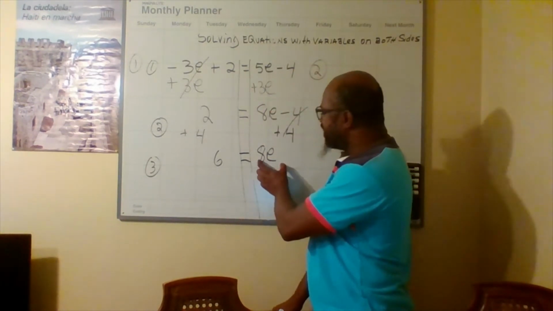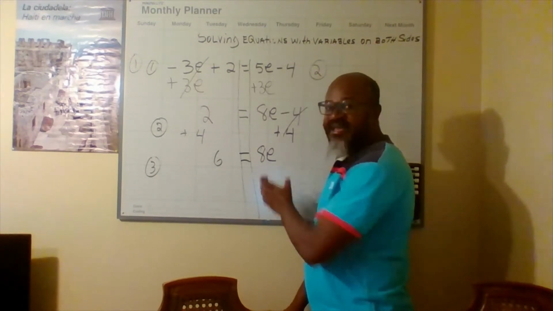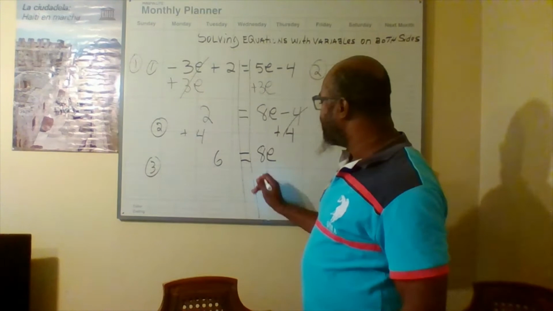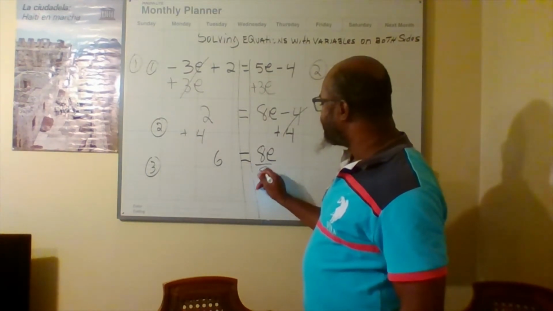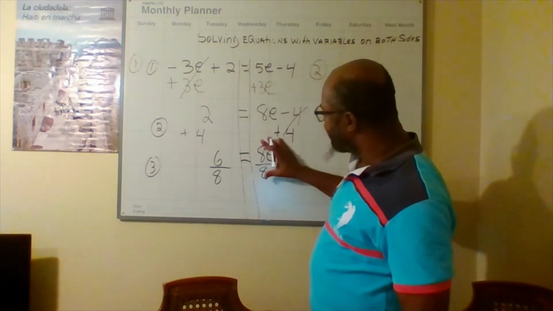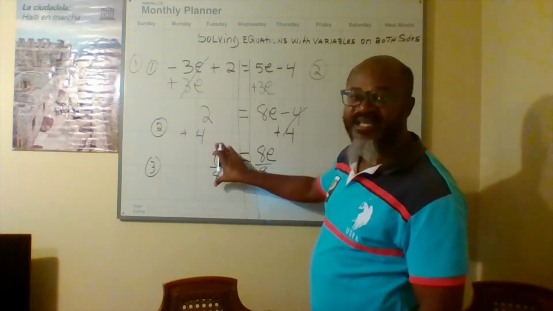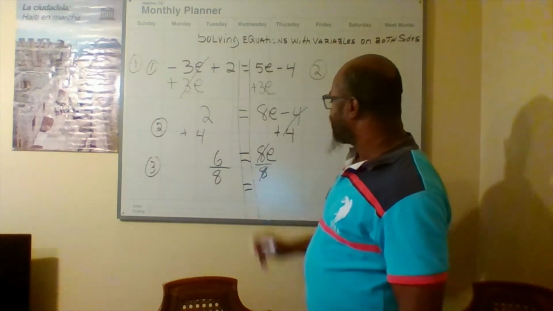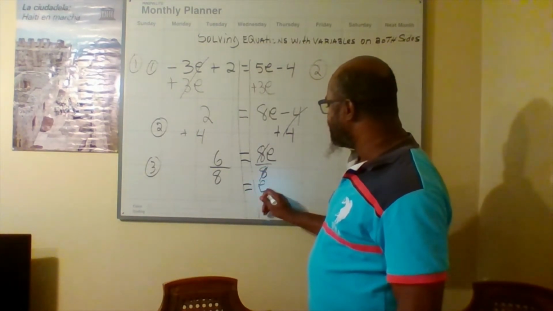I have AE, which is multiplication, and the inverse of multiplication is division. So you always have to do the inverse operation. So I have to divide both sides by 8. Since I divide this side by 8, I have to divide this side by 8. So you will end up with 8 going into 8, cancel out, then you bring down the E.